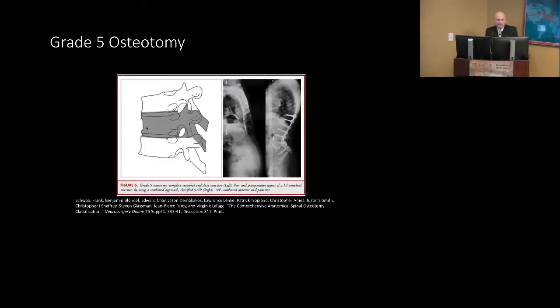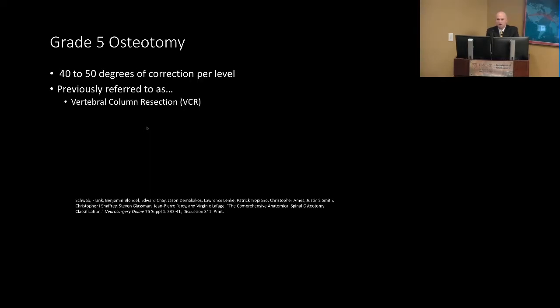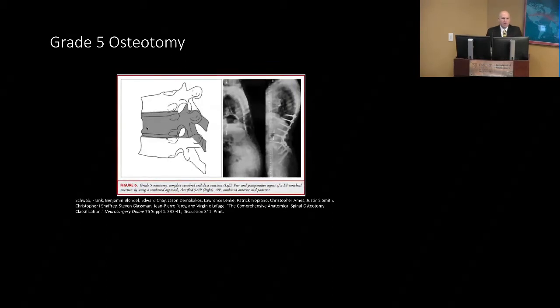The grade 5 osteotomy is your vertebral column resection, and this is a complete removal of a vertebral level and both adjacent discs. This has been known as a VCR. A lot of people ask the question, what's the difference between a VCR and a corpectomy? A VCR is where you're removing all of the discs and all of the bone, and then you may not put a full-size spacer, but you're putting something in anteriorly that then you're closing and compressing the spine on.